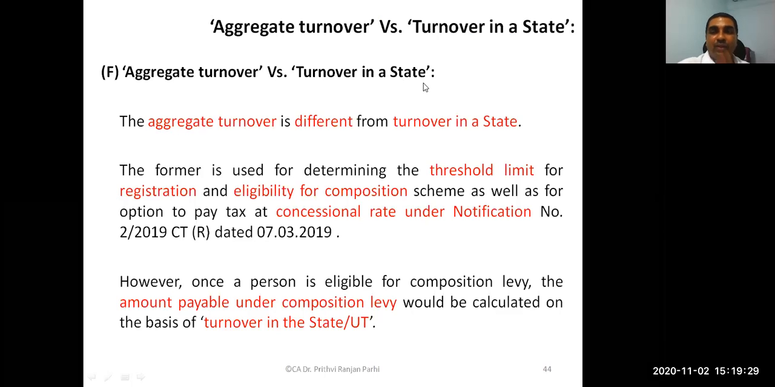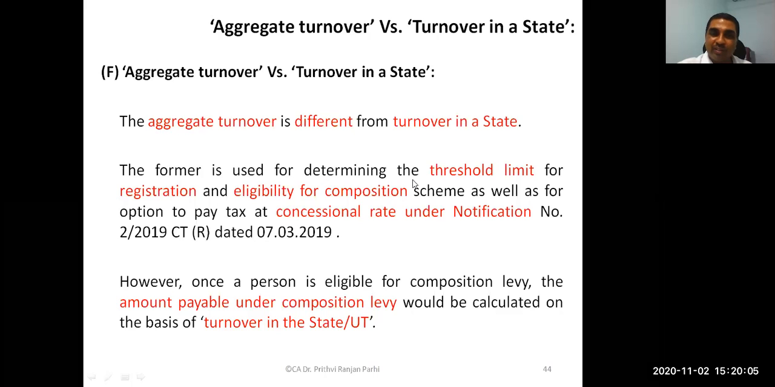Now, here one more concept we will be learning. Aggregate turnover is different from turnover in state. To decide whether registration is mandatory or not, we need aggregate turnover, right? But to pay tax under the composition scheme, we need turnover of the state. They are two different things. Therefore, we have to segregate between these two things. Aggregate turnover is different from the turnover in the state.